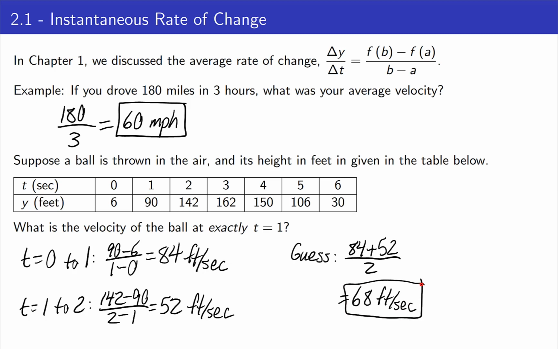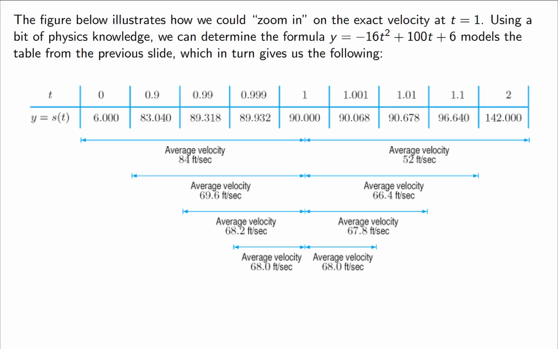Now let's take a look at this a little bit further. If we were actually given a model for what we were just looking at, we would have been given this formula: y equals negative 16t squared plus 100t plus 6, which is a pretty standard model for position of an object in free fall, on the Earth at least. If we were to make a table of values, and instead of having 0 to 1 to 2, we had the 1, but we also had something closer: 0.9, 0.99, 0.999. And same thing on the right side, 1.1, 1.01, 1.001.